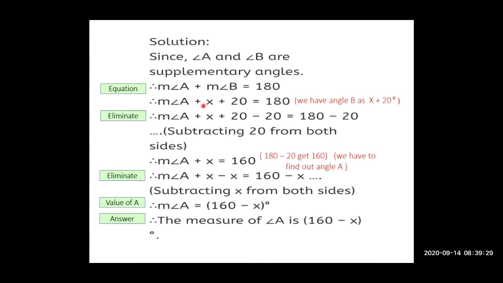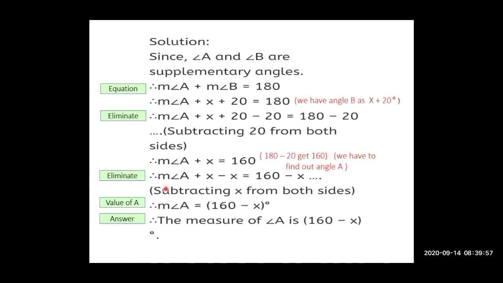So measure of angle A plus x plus 20, because we have angle B as x plus 20, equals 180. Elimination: measure of angle A plus x plus 20 minus 20 equals 180 minus 20, subtracting 20 from both sides. Therefore measure of angle A plus x equals 160. So 180 minus 20 gets 160.